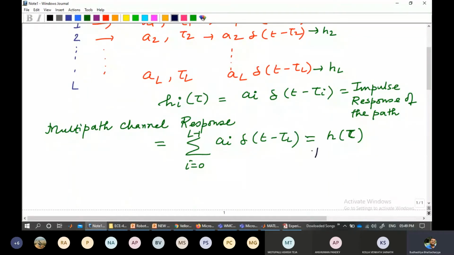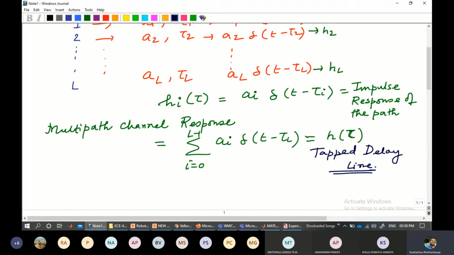Sometimes it is also called a tapped delay line. Please make a note of this, tapped delay line. This is a term that will be used later. It basically indicates the amplitude and the delay associated with each and every multipath that has happened for a particular scenario. So this is the multipath channel response that can be represented.